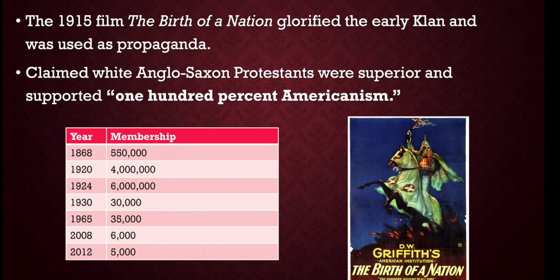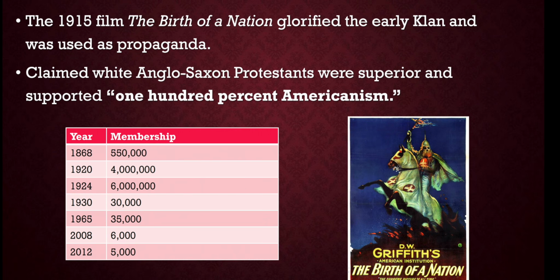Continuing on with the Klan, they claimed that white Anglo-Saxon Protestants were superior, and they supported and began promoting something that they referred to as 100% Americanism. And as you can see here on the chart, the growth of the Klan throughout the years.